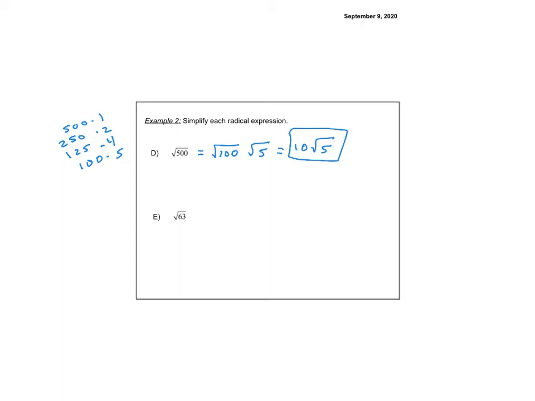63, so let's break down 63. So what do you got? 63 and 1, 2 doesn't go in there evenly, 3 goes in there 21 times, 4 doesn't go in there evenly, 5, nope, 6, no, 7, yes, 7 times 9. And then we can find the square root of 9, so I'm going to pick this one. Square root of 9, square root of 7. What's the square root of 9? It's 3. Left there with the square root of 7.